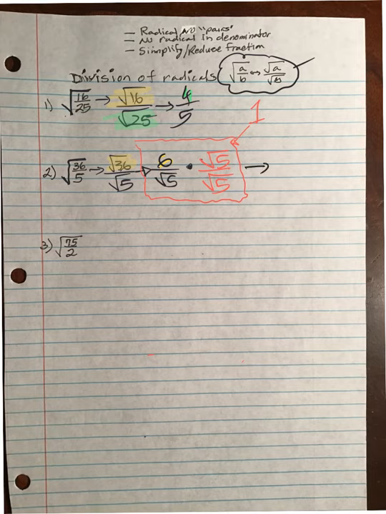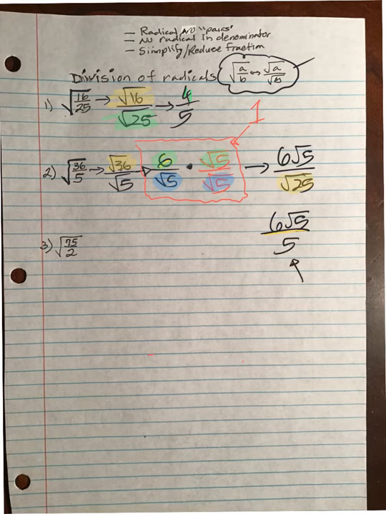When I do that, you multiply the numerators. So 6 times square root of 5 is just 6 square root 5. And then we're going to multiply the denominators. So square root of 5 times square root of 5. Isn't that square root of 25? And don't we know the square root of 25? Right? Square root of 25 is 5. See? No more radical. I've rationalized the denominator. The denominator no longer has a radical.